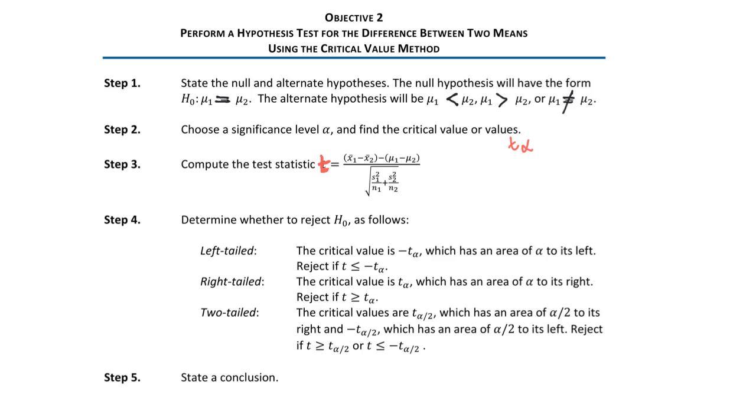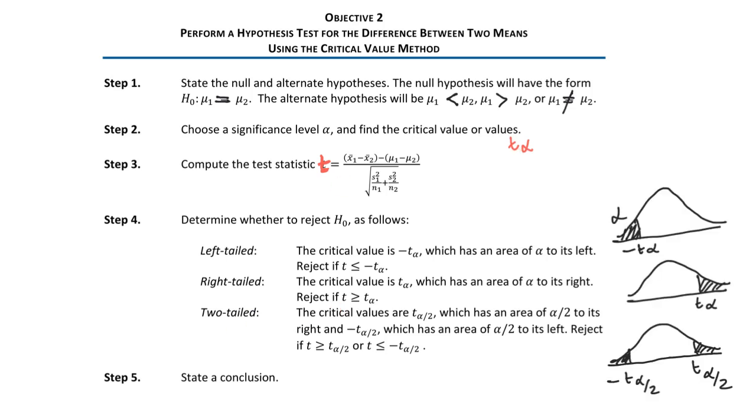Then compare the test statistic with the critical value to make the decision whether to reject the null hypothesis or not. Then state a conclusion. So depending on the alternate hypothesis, it could be left-tailed, right-tailed, or two-tailed test. We reject the null hypothesis if t is less than the critical value, negative t alpha, and we reject the null hypothesis if t is greater than t alpha.